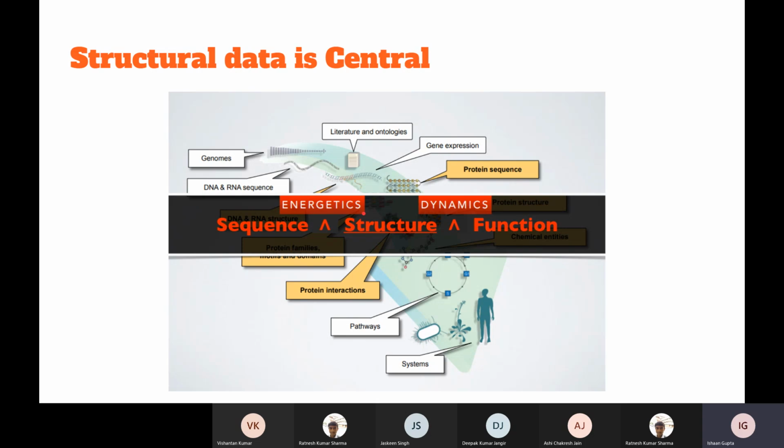Now, whenever you're talking about sequence and structure, you're essentially talking about energetics. So basic physics and chemistry principles of how the different monomers are coming together to form a polymer. And when we're talking about function of a structure, we're talking about how that particular structure is going to move in time or how it's going to be dynamic. So whenever we are talking about structural data, we're talking about its energetics and its dynamics.